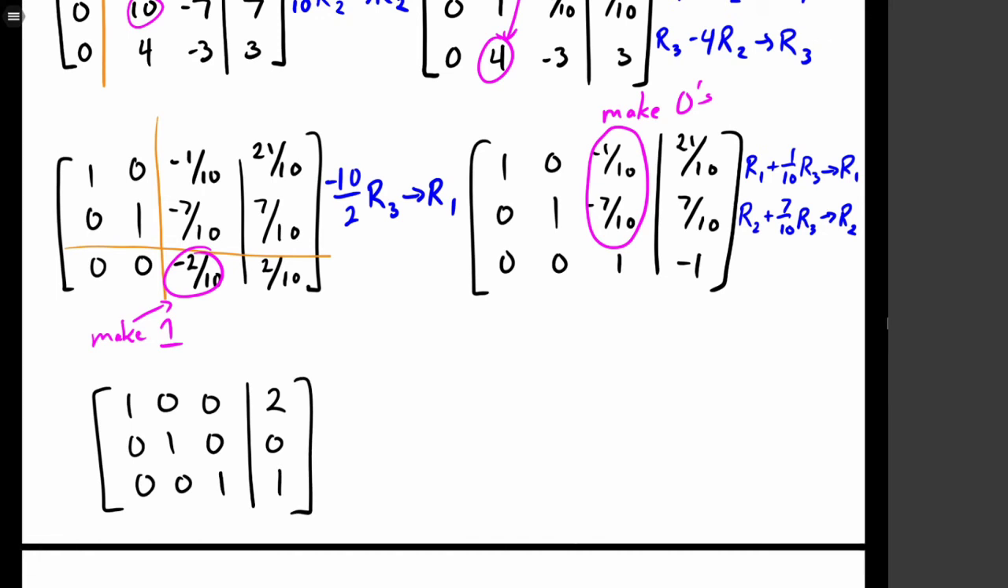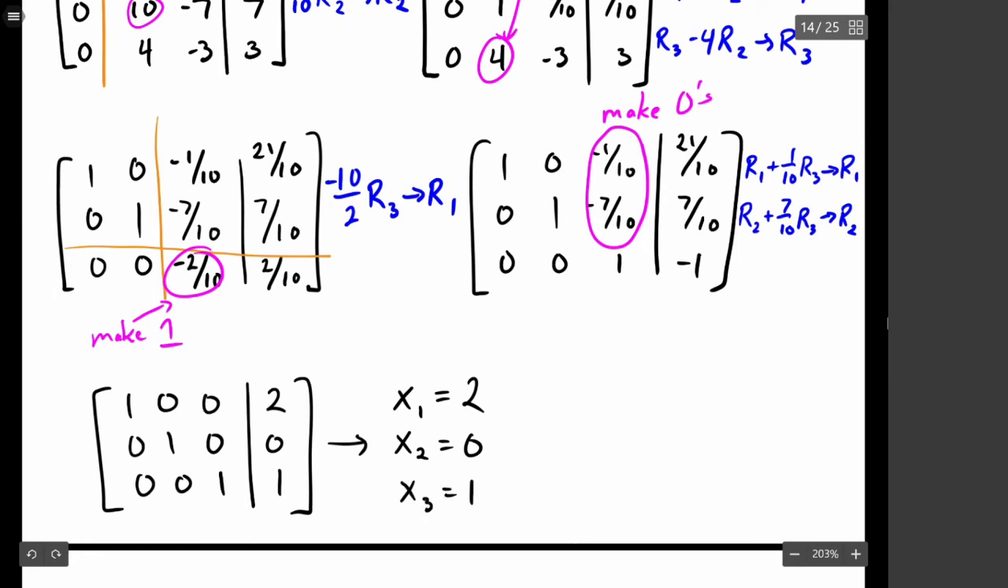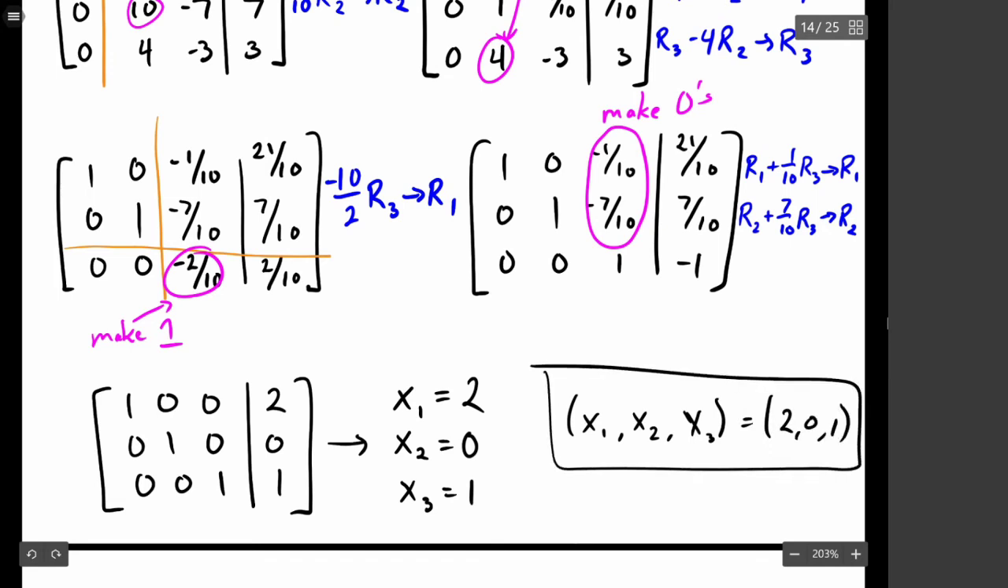Now we switch this back to a system of equations. The first equation says that x1 equals 2. Second one says x2 is 0. Third one says x3 is 1. Right, and that's that. So our solution, this is one way of writing it. Another way of writing it that I really like to encourage. So that's how that works out there.